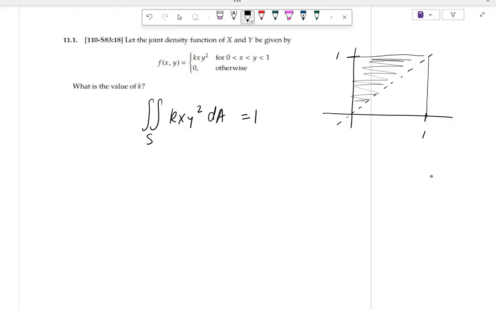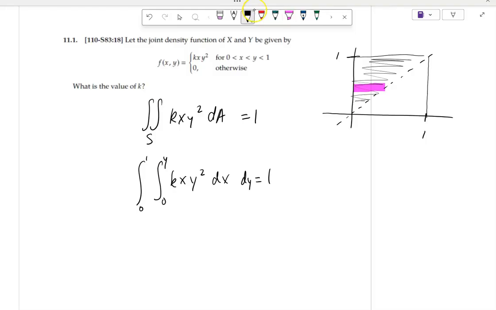Looking at that, how do you want to set up your double integral? I guess I should technically say iterated integral at this point. So 0 to 1 for the y's, and then 0 to y for the x's. You're integrating with respect to x first and holding the y constant. So your left curve is 0 and your right curve is y.